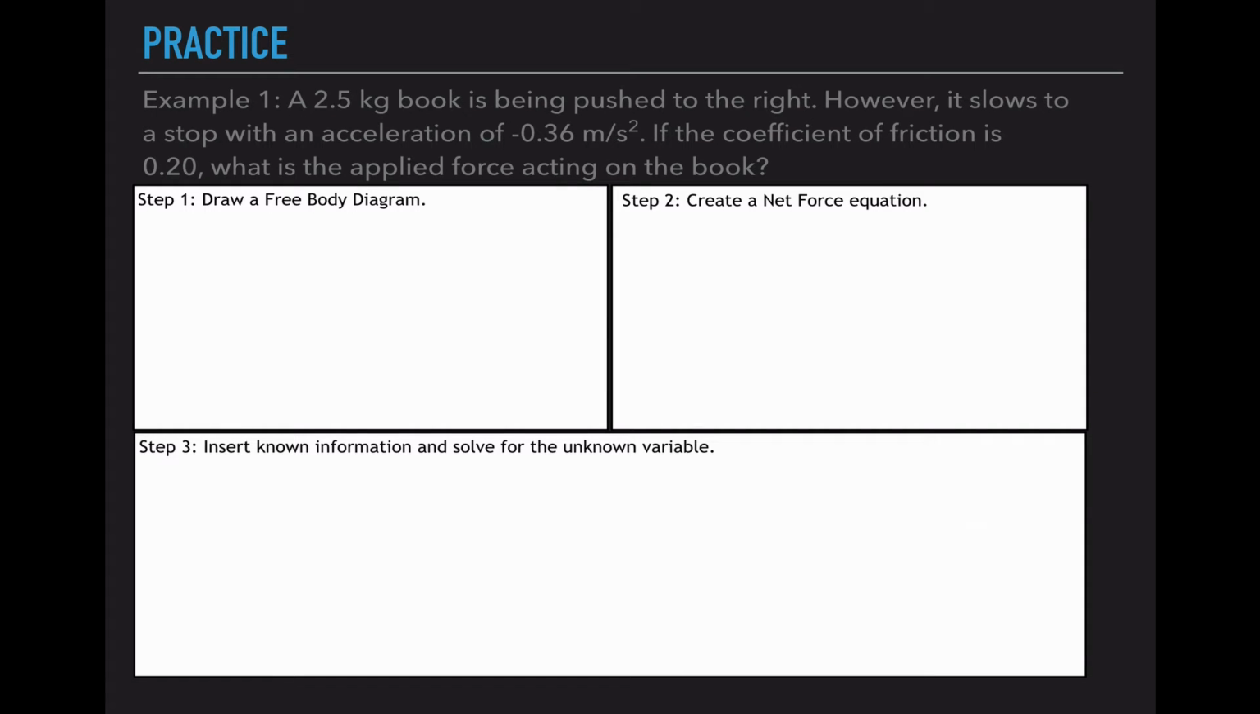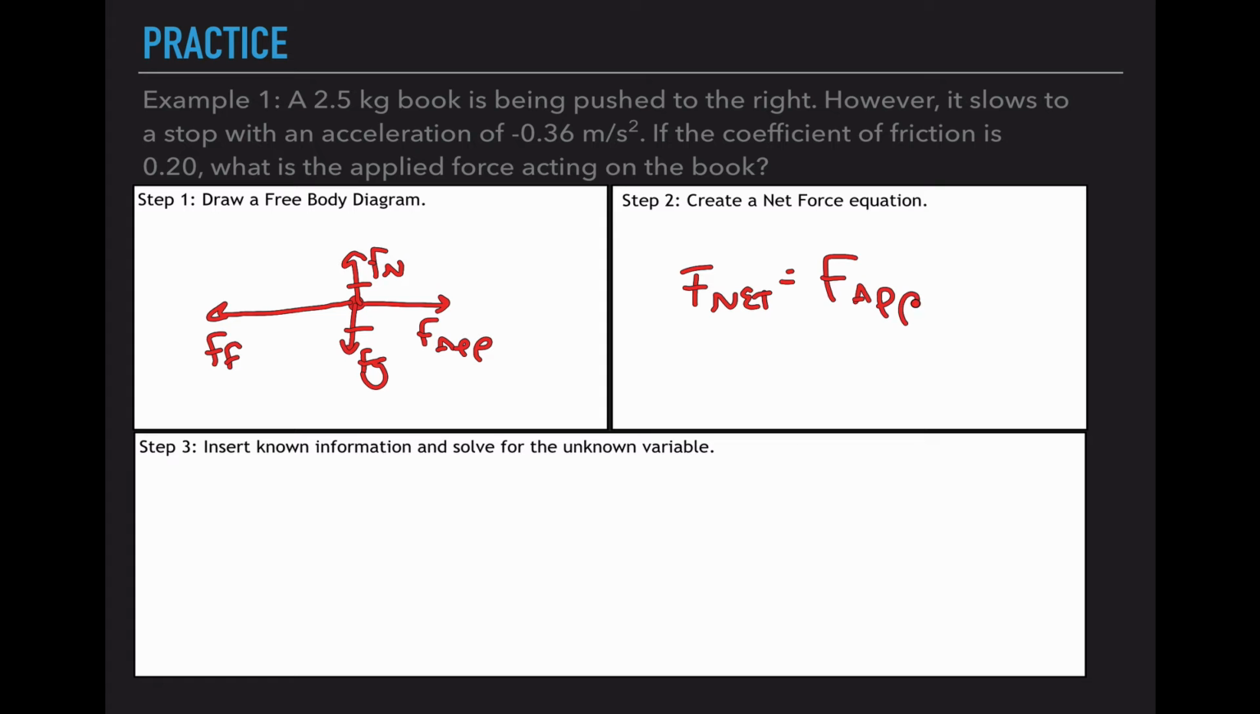So here's an example problem. A 2.5 kilogram book is being pushed to the right. However, it slows to a stop with an acceleration of negative 0.36 meters per second squared. If the coefficient of friction is 0.2, what is the applied force acting on the book? So step one is free body diagram. We know it's slowing to a stop, so our Ff has to be larger than our F applied. Fg goes down, Fn goes up, and those are the same lengths. I care about the x direction, so I'm going to write F net equals F applied, because remember, our right motions and our upward motions always come first, minus Ff.